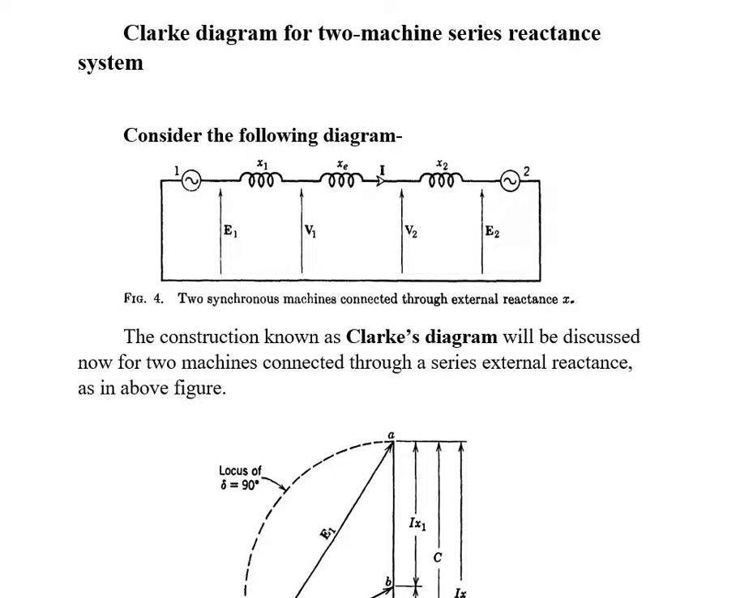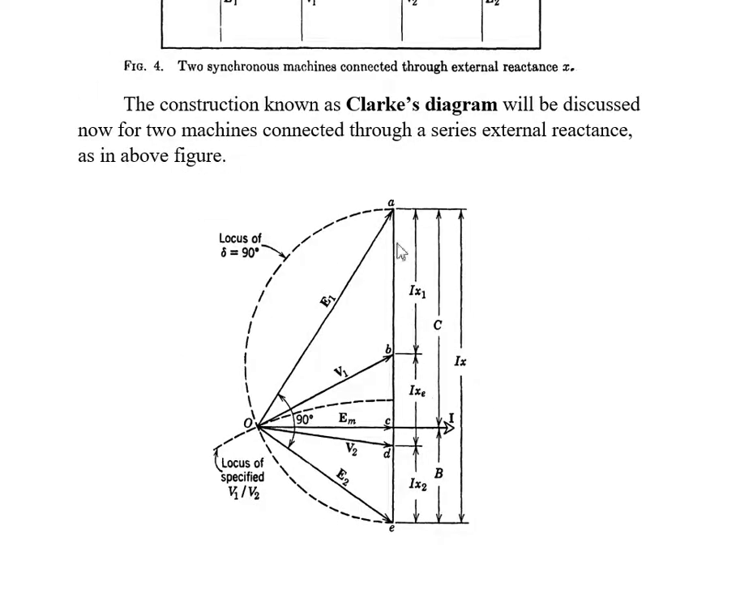Okay, let us start. Consider the following diagram of two synchronous machines connected through external reactance Xe. The construction known as the Clark's diagram will be discussed for this diagram. The figure for this Clark's diagram is as shown here, right? So we are going to follow the procedure step by step to construct this Clark's diagram.